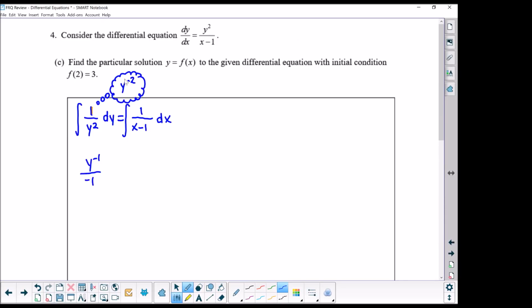Remember, what we're doing here is we're adding 1 to the exponent. Be careful, we're in negative number world, so when you do that, you get closer to 0. No need to put the plus c on the left side. We're going to worry about that on the right side.